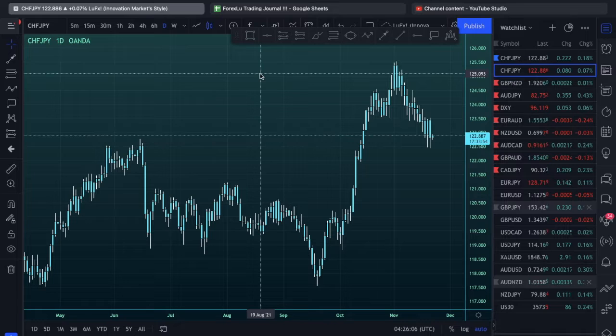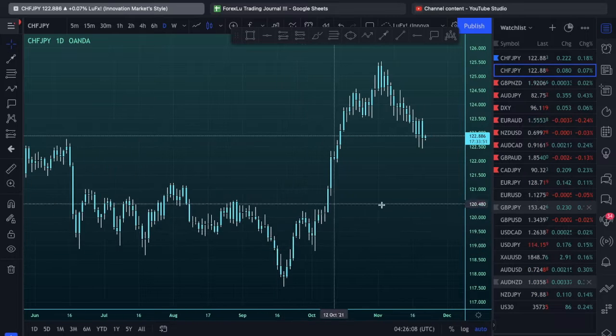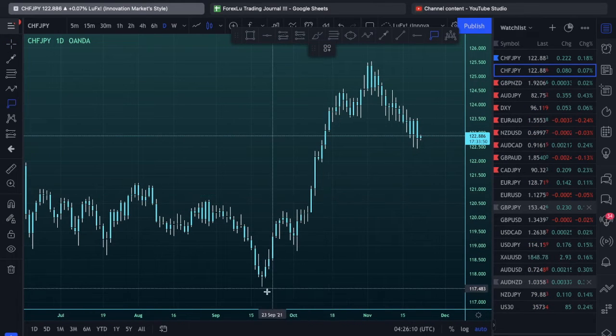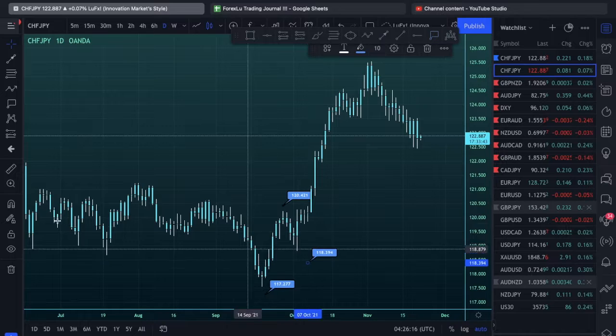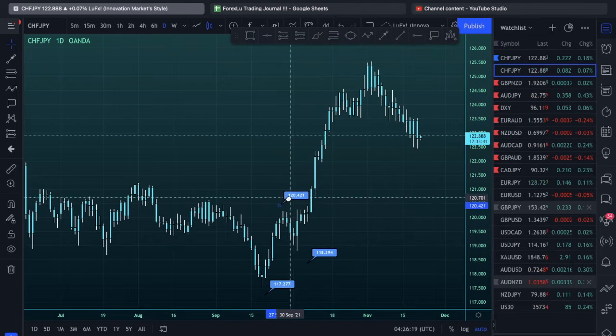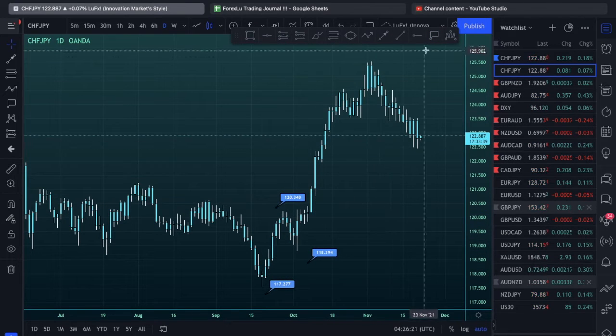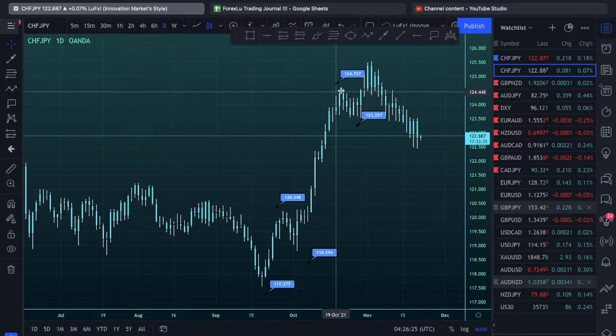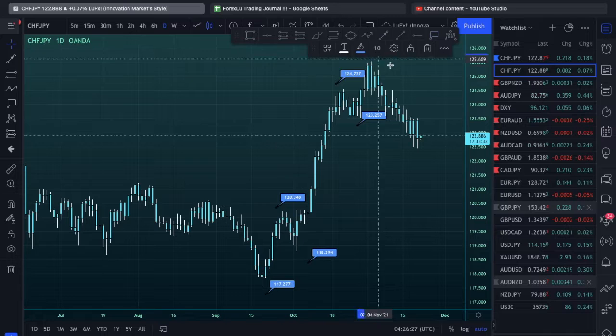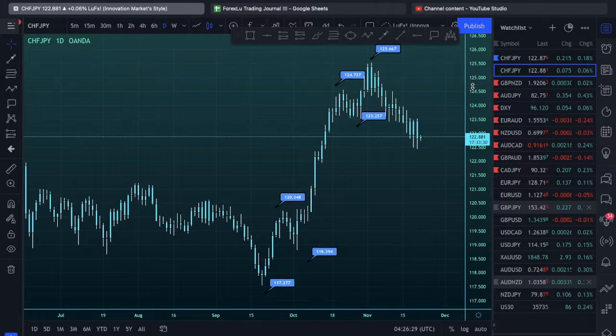So starting off on the daily time frame, I'm just going to go over market structure real quick. We have our low here, we have a high here. I'm just looking at current price action, right? We need to go back all the way back here. So we have our low, high, higher low, higher high, higher low. And then once we broke this, it made a higher high, right? So this is just how price is flowing right now.